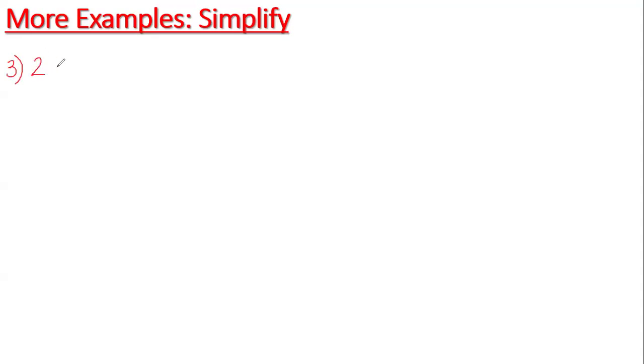So let's say we have 2a plus b minus 3a plus 4a plus b. So we have 2a plus b minus 3a plus 4a plus b. That's what we have for this one.